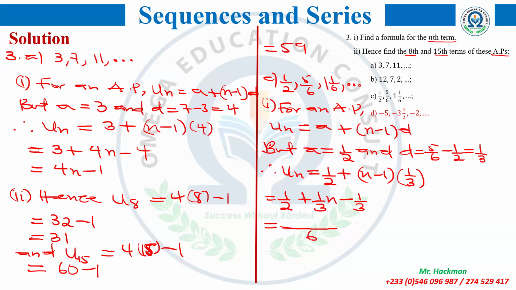This will go here 3 times, so you get 3. Then plus, this will go here 2 times n, so 2n. Then this will go here also 2, so minus 2 times 1, that will give you 2. So in effect, we are going to get 3 minus 2, which is positive, so I'll write that as 1, plus my 2n, all over 6. So this is the formula. I've already drawn my conclusion here. This is the simplified formula for your U sub n.